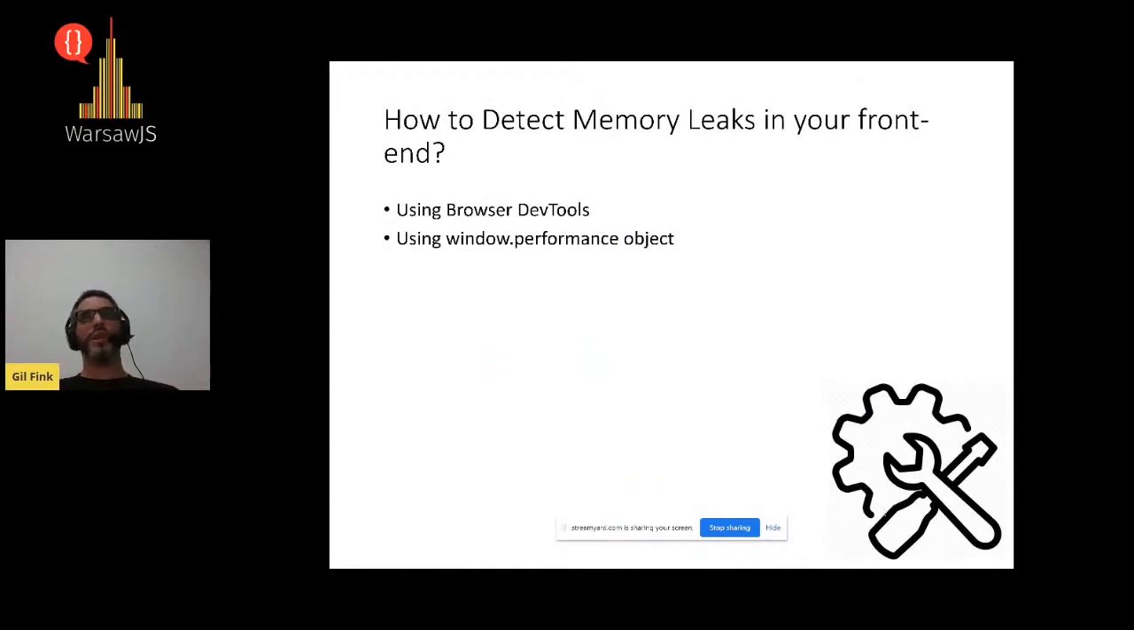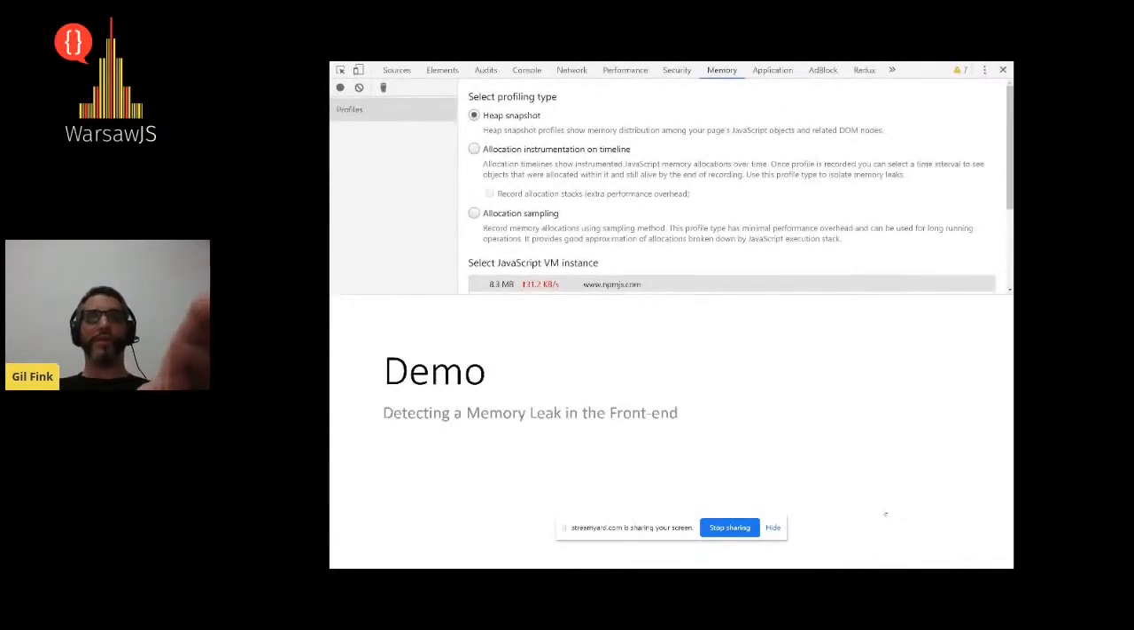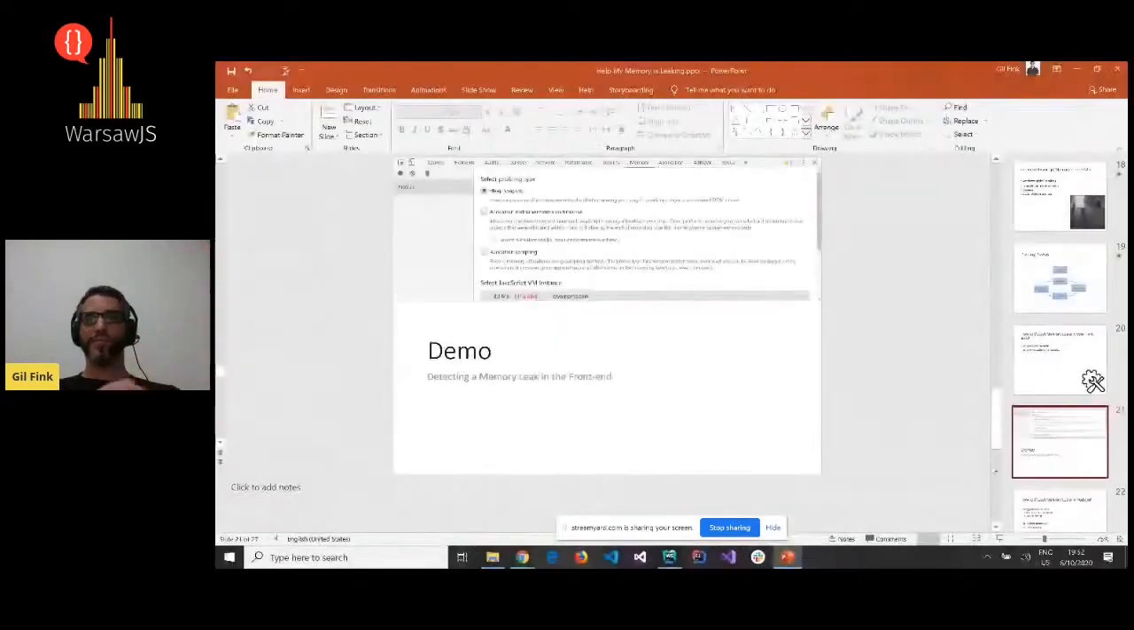How can we detect memory leaks in the front end? So you will probably use the browser DevTools. Chrome comes with very nice options to find memory leaks. Another place that people sometimes forget is the window.performance object. It exists in the front end, and you can use it to take snapshots of the application performance. So this is something that I won't show you, but let's see a demo of how you can detect a memory leak in your front end.